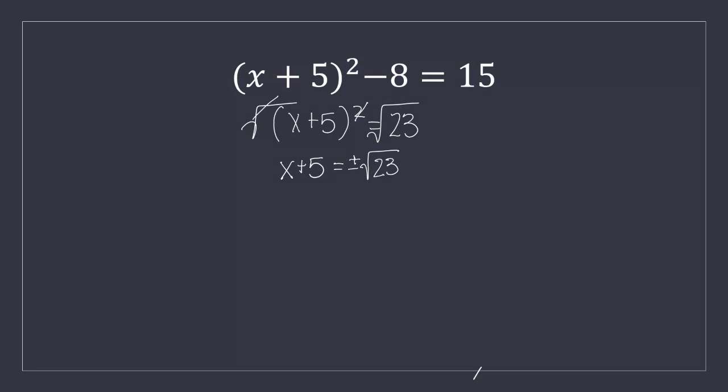Okay? Now, I got to get that 5 away from the x to the other side. So I'm going to do the opposite. Since I'm adding it to x, I'm going to subtract it to the other side. And I get negative 5 plus or minus the square root of 23. That is my final answer.